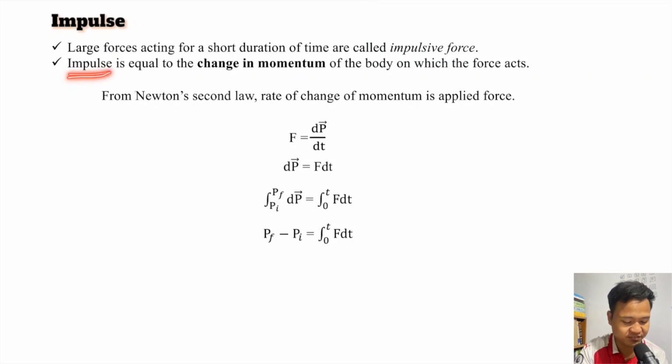Impulse by definition is equal to the change in momentum. According to Newton's second law, the rate of change of momentum is the applied force. So F equals dP by dt. Transferring dt, you will have dP equals F into dt. Integrate both sides.